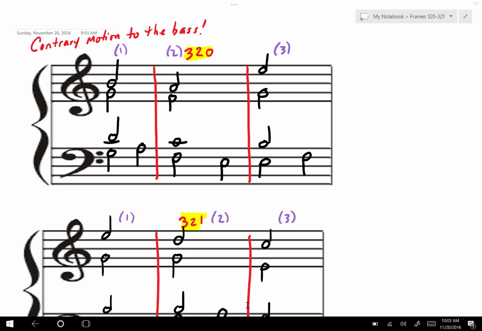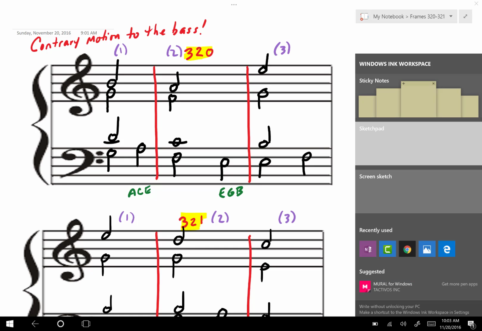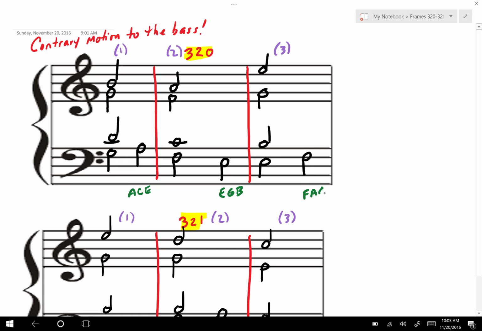If the bass is moving down, then the upper three voices should be moving up. So first, let's make sure we have our right triads to build. For number 1 of frame 320, we're going to need to build an A, C, E. For number 2, an E, G, B. For number 3, an F, A, C.